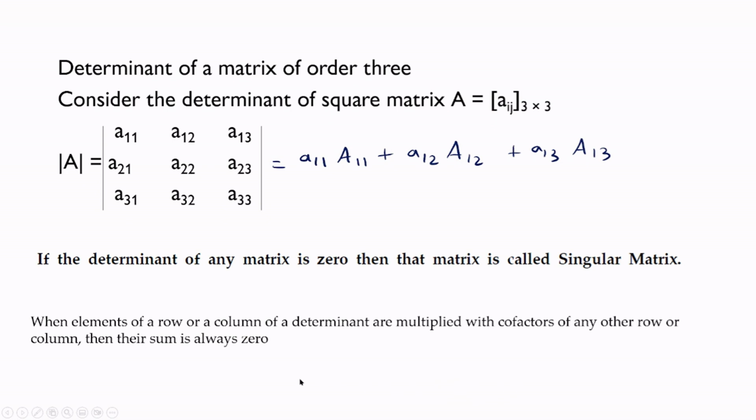And next we have one property with respect to cofactors. When the elements of a row or column of a determinant are multiplied with the cofactors of any other row or column, then their sum is always 0. For example, if the elements of the first row are multiplied by the cofactors of the third row, that is, if we have A11 into capital A31 plus A12 into cofactor of A32 plus A13 into cofactor of A33, then this will be equal to 0. The value of this will be 0.